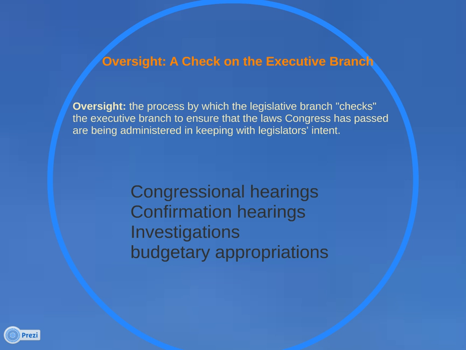And lastly, budgetary appropriations that determine funding of an executive department or a government agency. These tools ensure that Congress has some say in how the executive branch administers the laws that Congress creates. Members of Congress increasingly have viewed their role of checking the executive branch as crucially important.